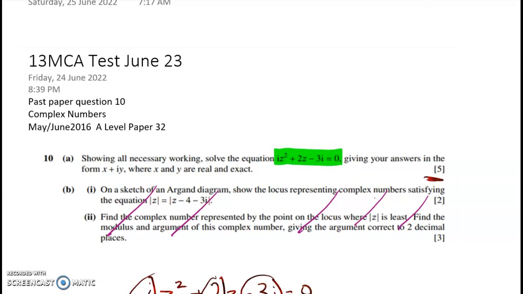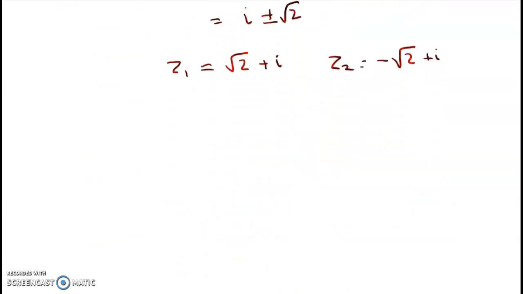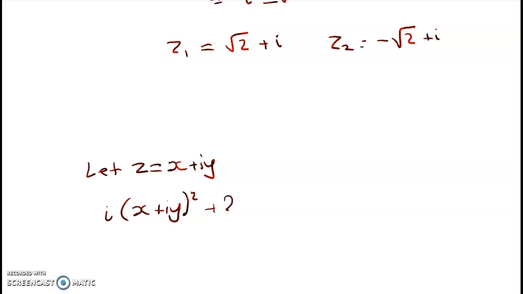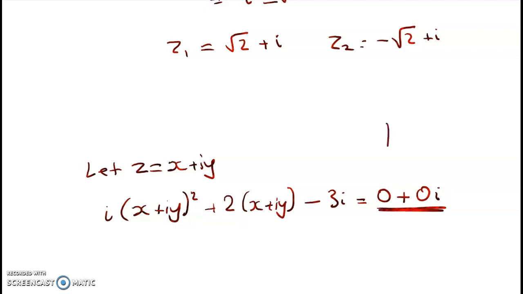Now I'm going to do it the other way, equating the real and imaginary parts. So for this method, we'll start by saying let z equal x plus iy, and then we're going to substitute that in. So we'll have i times (x plus iy) squared plus 2 times (x plus iy) minus 3i is equal to 0 plus 0i. So I think this is the key step here, is that 0, when we're working with complex numbers, means 0 real part and 0 imaginary part.